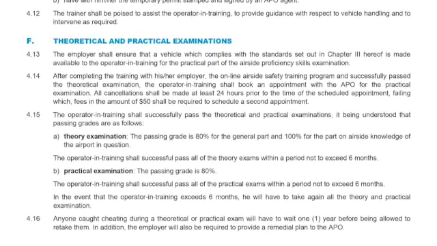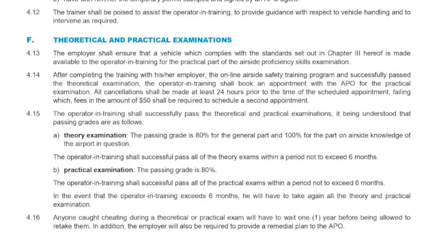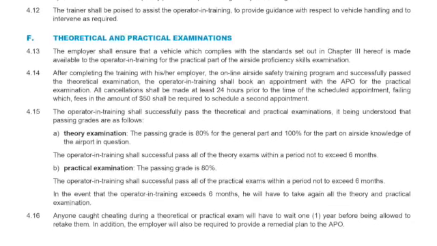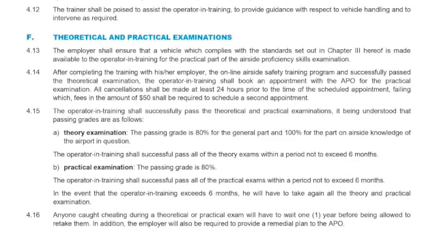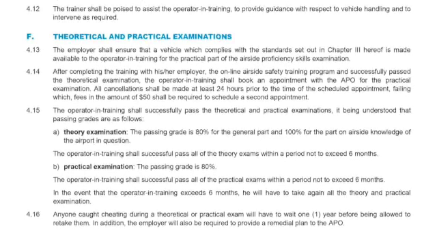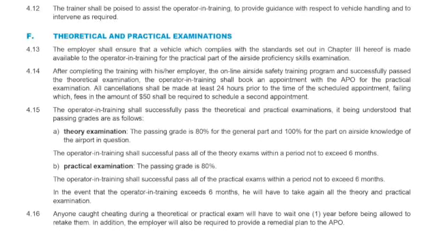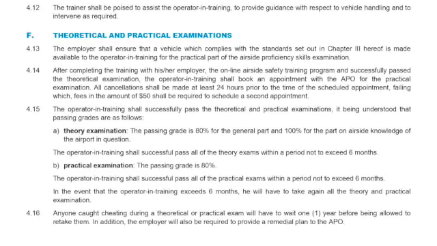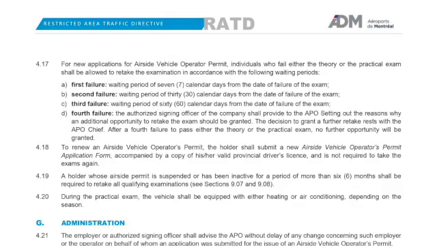In the event that the operator in training exceeds 6 months, he will have to take again all the theory and practical examinations. 16. Anyone caught cheating during a theoretical or practical exam will have to wait 1 year before being allowed to retake them. In addition, the employer will also be required to provide a remedial plan to the APO.